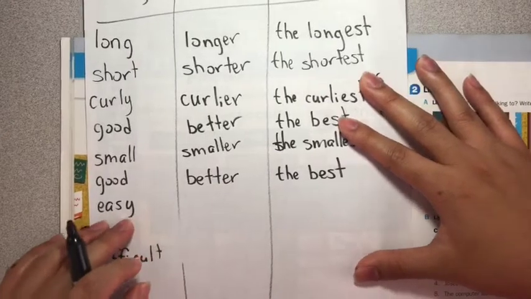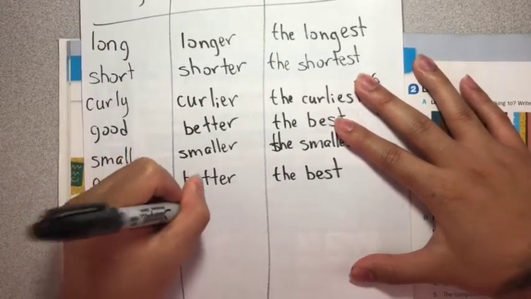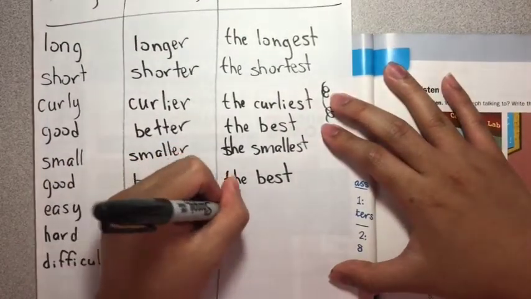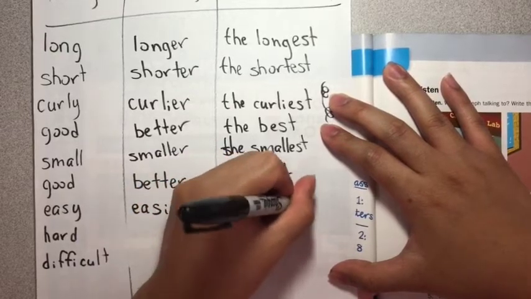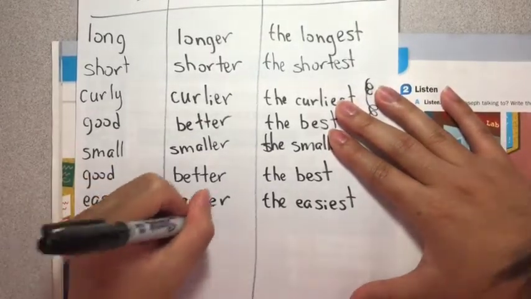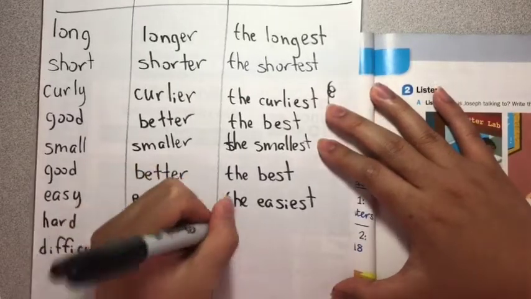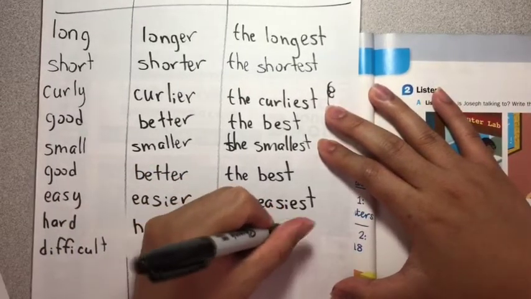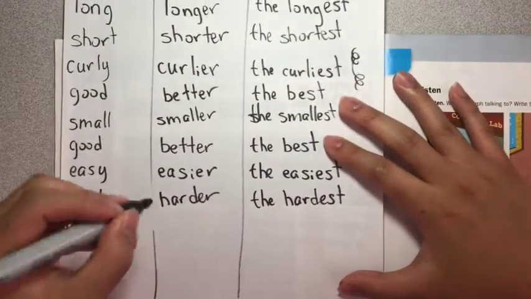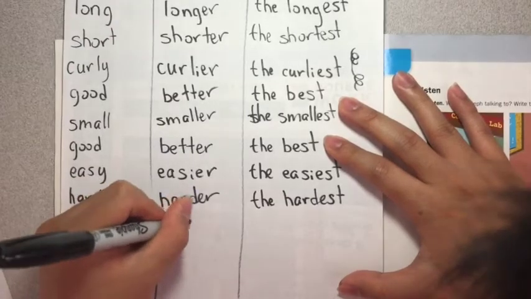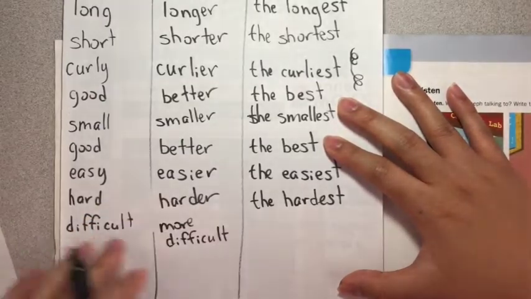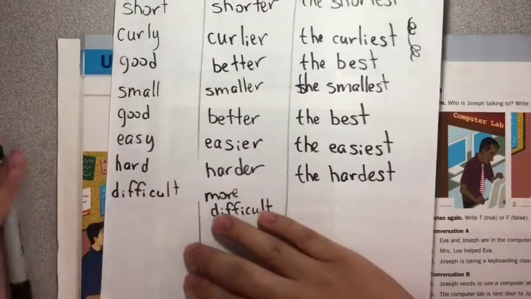Easy. Easy ends with the letter Y. So easy, when we're talking about two things, we say easier. When we're talking about three things, we say the easiest. Hard. For two things, we say harder. For three things, we say the hardest. Difficult. Difficult, we say more difficult.